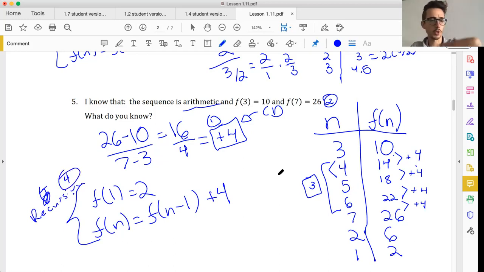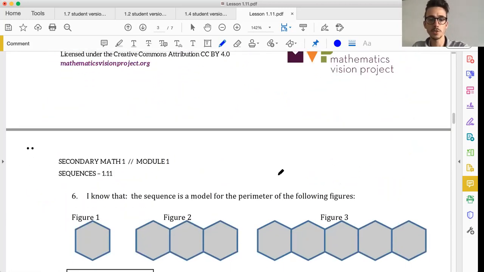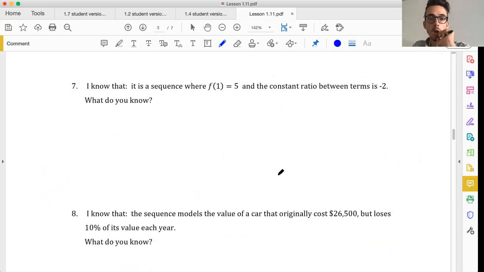And again, this is optional what you go with, but you could graph these. I think that's another great option to follow with. 6 I'm going to skip so that I get you out of here quicker.